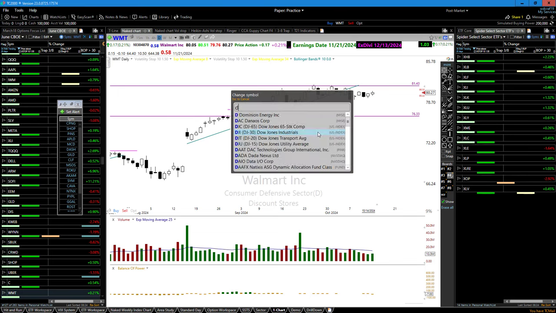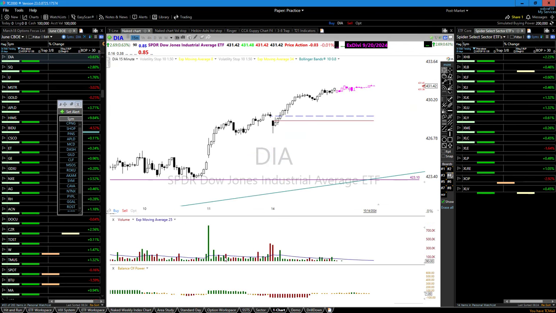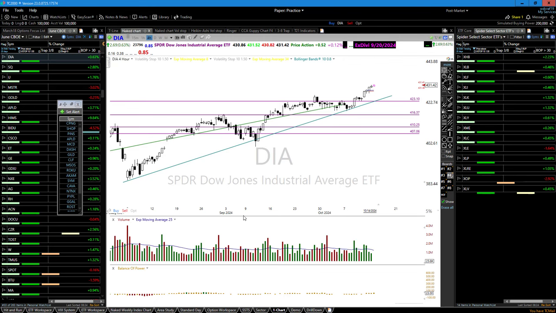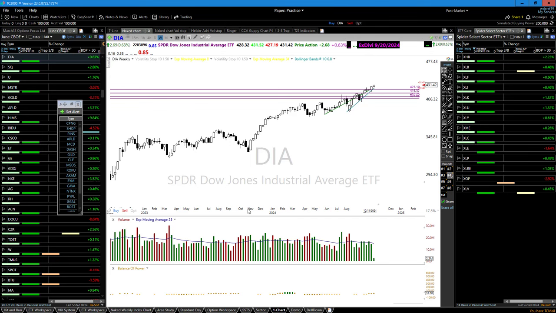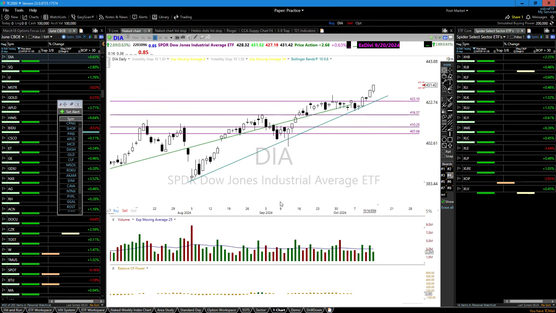If I go into the diamonds chart and go to a 15-minute chart, you're going to find that the patterns are the same. It doesn't matter what time frame you trade. There's a 4-hour, it doesn't matter if it's a weekly. They're the same. The only difference is the time you have to wait for the trade to set up. Be picky about the entries.